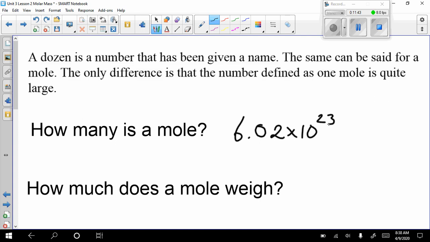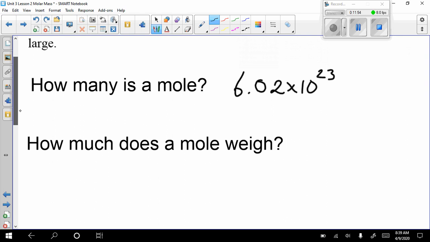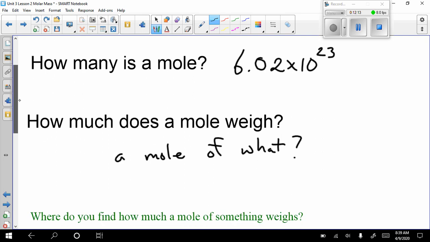That's how many it is. When I tell you to go get me a mole of donuts, you're going to go get me 6.02 times 10 to the 23 of them. Well, then I say to you, well, how much does a mole weigh? Well, again, I want your answer to that question to be a mole of what? Because a mole of donuts weighs more than a mole of cars. And a mole of copper atoms weighs more than a mole of carbon, and I'll show you why.